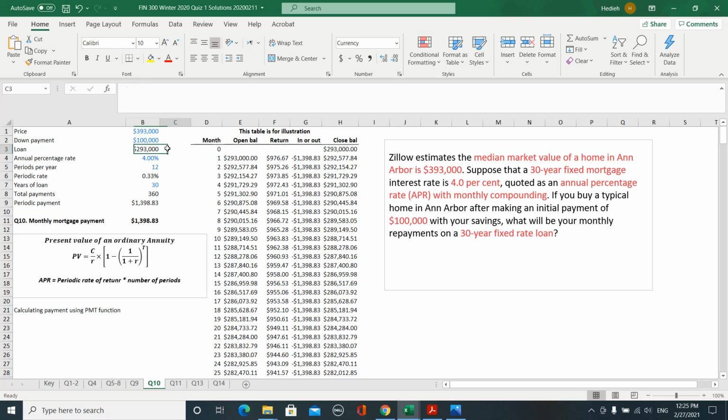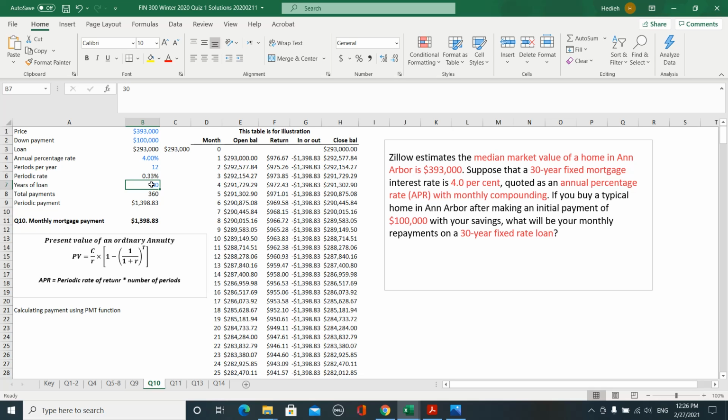So what remains for you is $393,000 minus $100,000. You should borrow $293,000 in order to buy this house. So now we want to see if we borrow $293,000 at an annual percentage rate of 4%, how much we should pay back each month for 30 years. So the repayment period for the loan is 30 years.